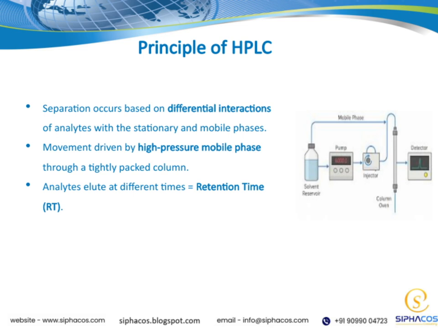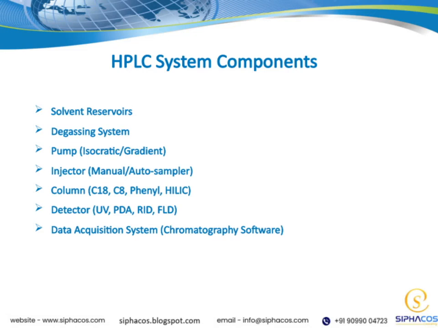As the analytes travel through the column, they don't all come out at the same time. Instead, each one elutes at a different time, which we call the retention time or RT. This difference in elution times is fundamental to how HPLC separates and identifies compounds. So, in summary, HPLC relies on these differential interactions and the controlled flow of the mobile phase to achieve precise separation of complex mixtures. Let's take a closer look at the main components of an HPLC system.